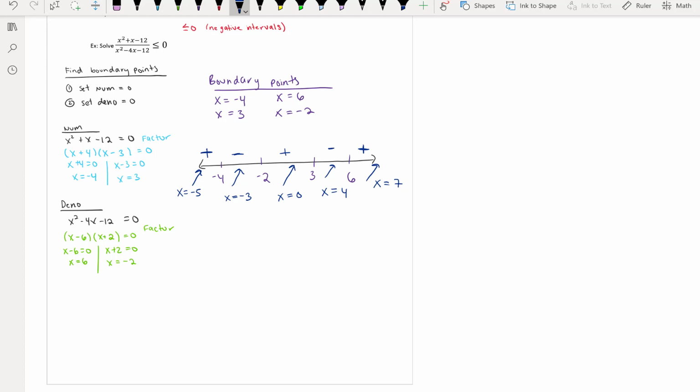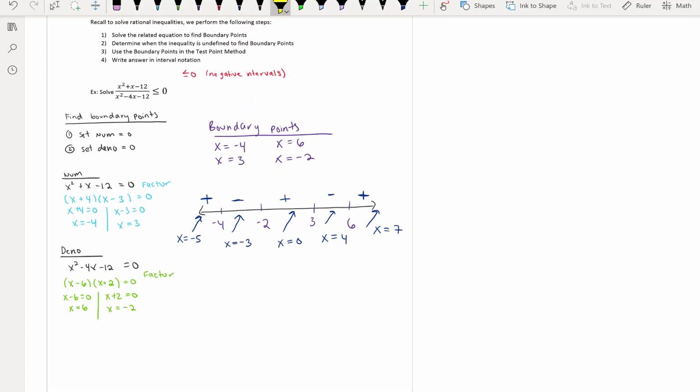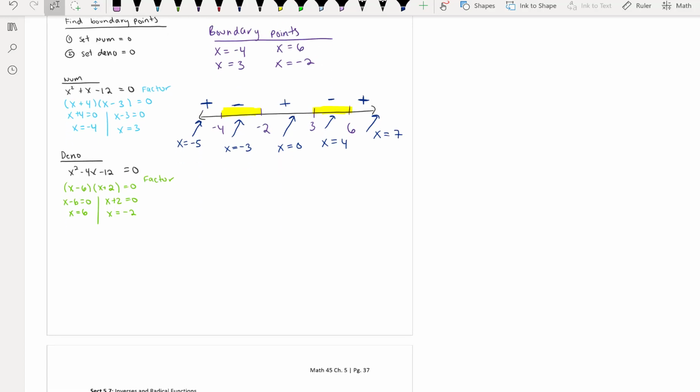So remember, from the very beginning, we wanted to make sure we got all of our negative intervals. If I'm looking for my negative intervals, that's here and here. So I can firmly say what my answer is going to be. I can say that my answer for interval notation is going to be the following.